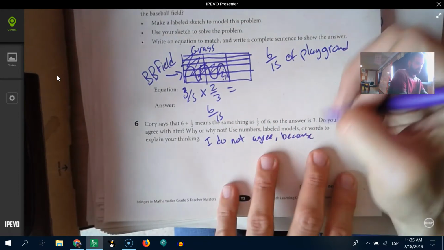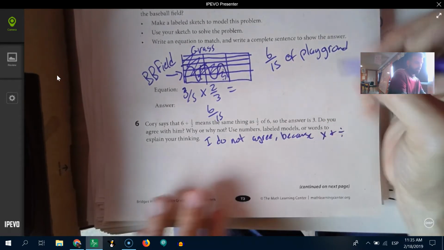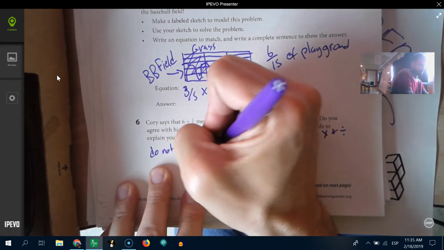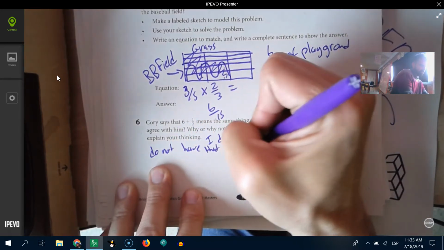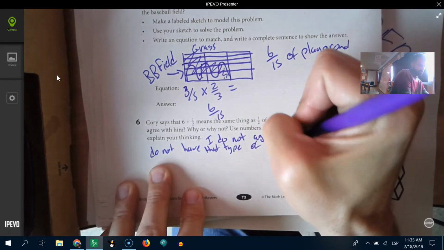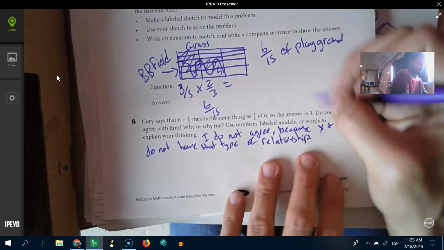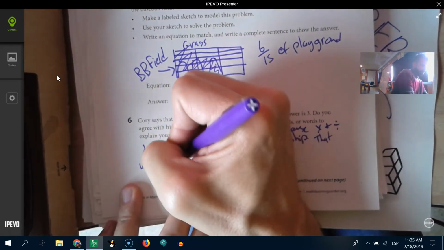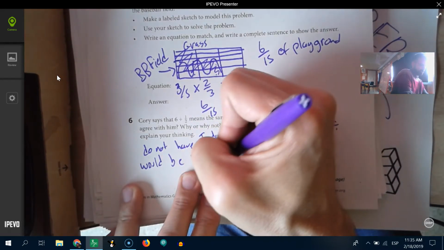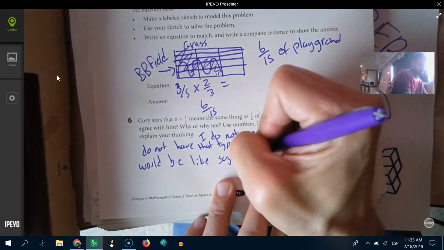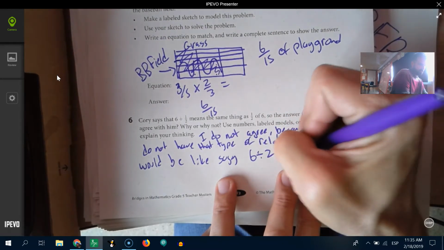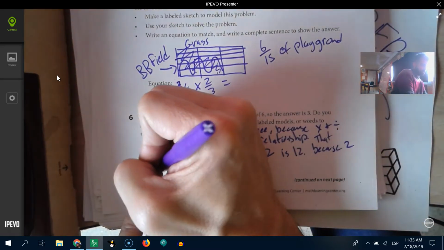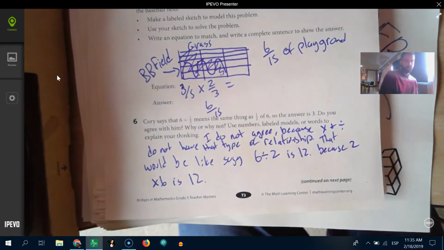Because multiplication and division do not have that type of relationship. That would be like saying 6 divided by 2 is 12 because 2 times 6 is 12. And we know that's not true.